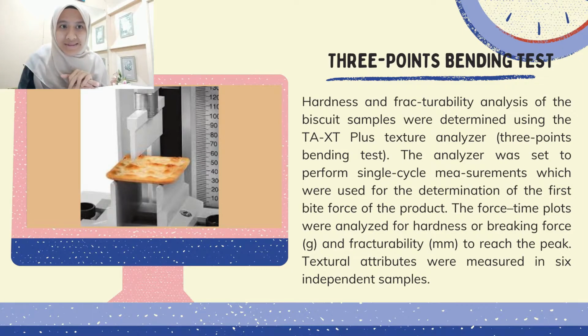3-point bending test. The analyzer was set to perform single cycle measurements, which were used for the determination of the first bite force of the products. The force-time plots were analysed for hardness or biting force and fracturability to reach the peak. Textural attributes were measured in 6 independent samples. So let's watch this video.